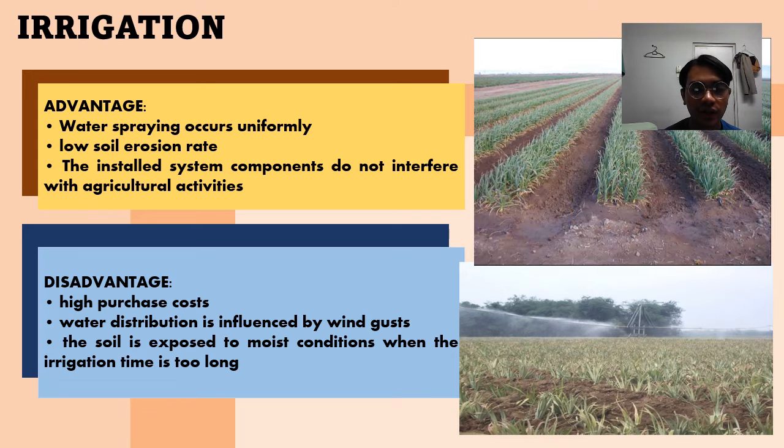Advantages of irrigation: water spraying occurs uniformly, low soil erosion rate, and the installed system components do not interfere with the agricultural activities. Disadvantages: high purchase cost, and water distribution is influenced by wind. The soil is exposed to moist conditions when the irrigation time is too long.